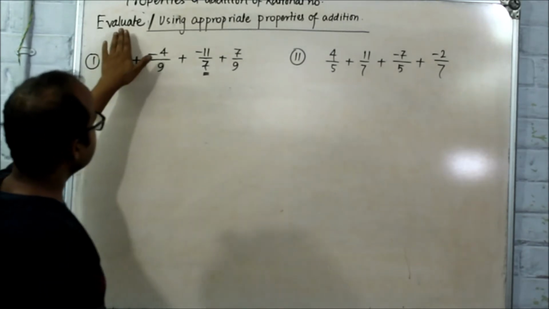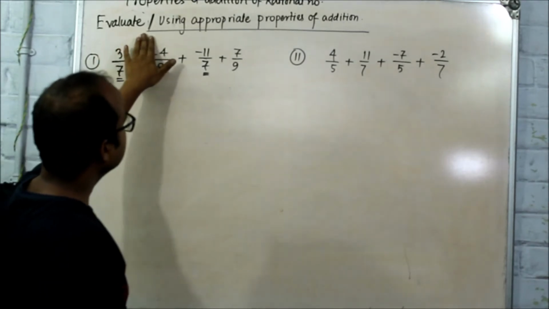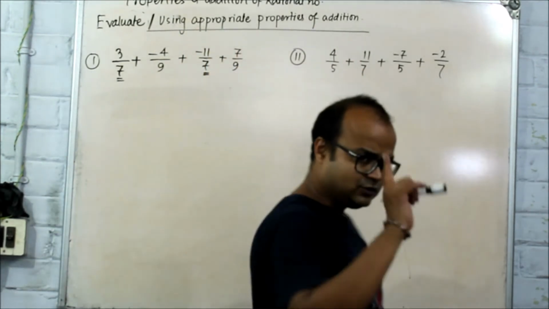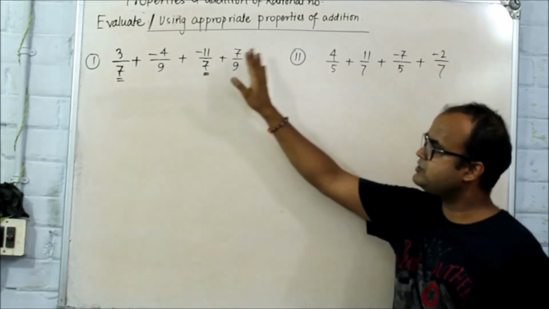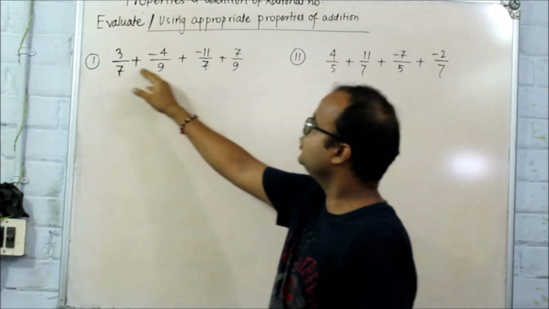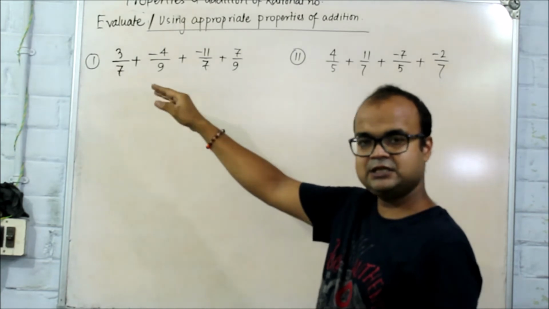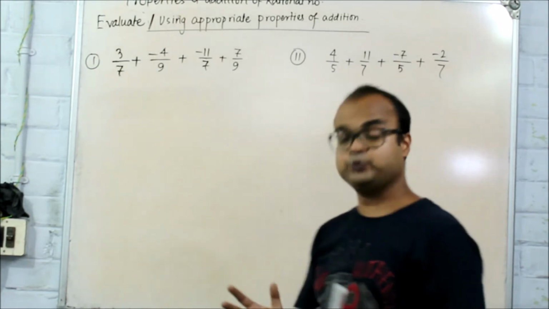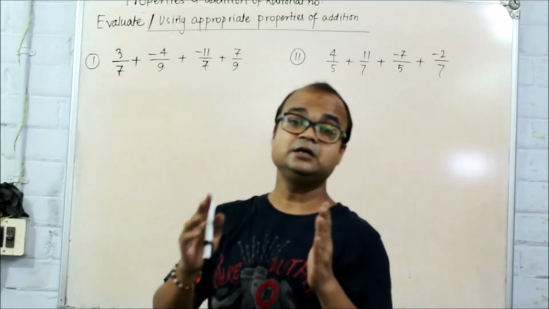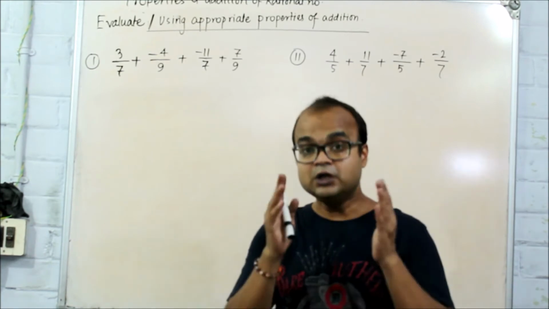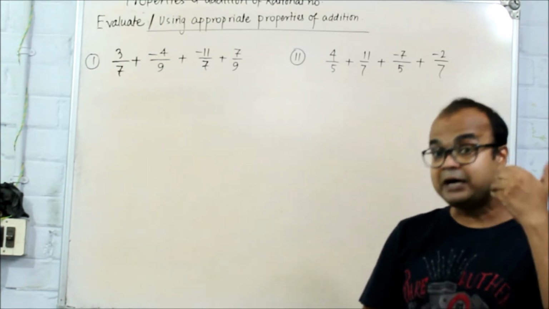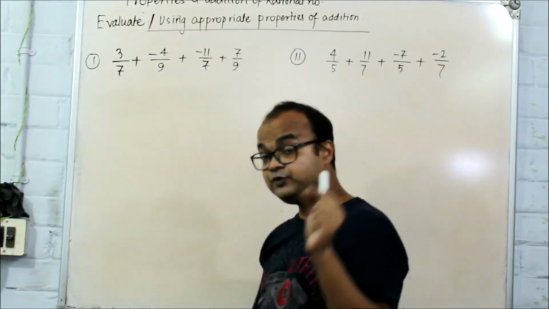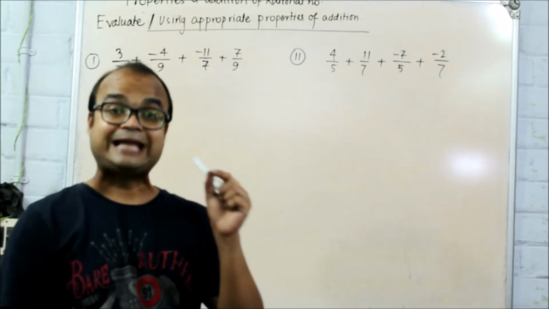Our next problem is evaluate using appropriate properties of addition. Now, student, if you see this problem, you can simply apply the sign changes and then take the LCM of 7 and 9 and you can proceed. But this will not be your approach. You learn the properties of rational number. So my advice is use the properties of rational number. Now it will ease your calculation.